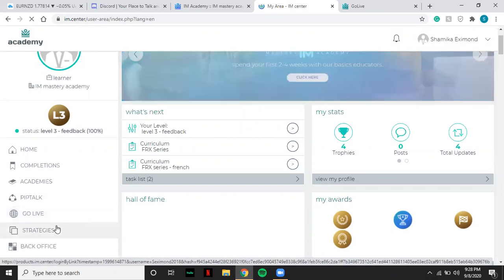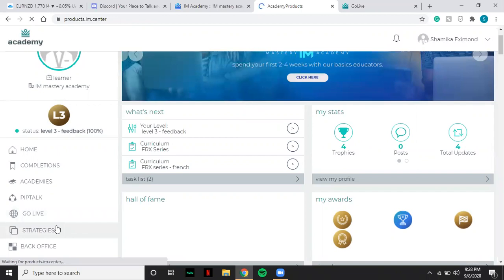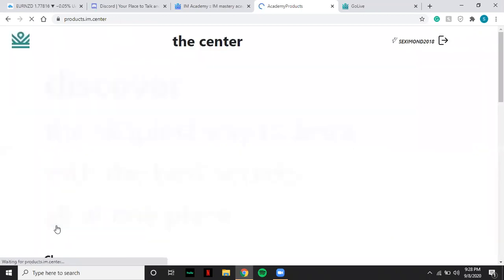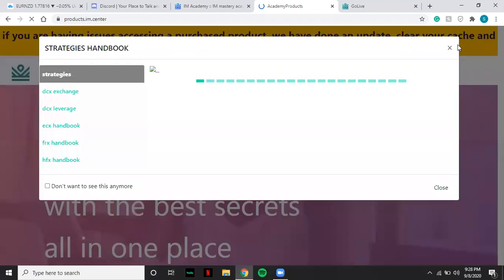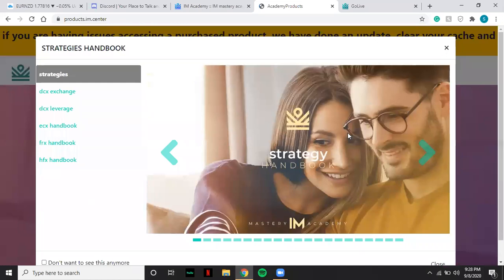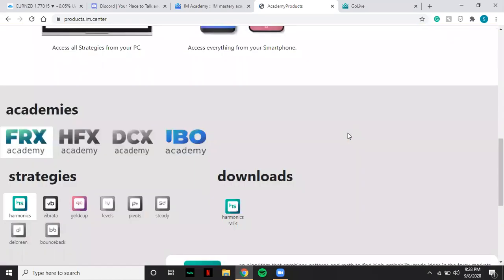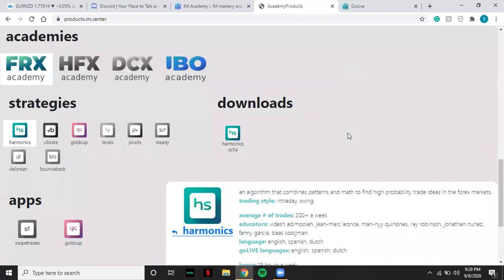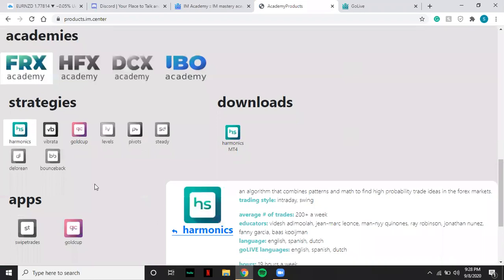So for me, one of the strategies and one of the applications I use dearly, I use every day throughout the day, is GoCup. GoCup is the main one I use that sends me signals through my phone while I'm at work, while I'm in school, while I'm sleeping. It legit rings a bell on my phone and says, hey, take this signal. And I legit copy and paste it into MT4, MetaTrader 4, and make money off of it.